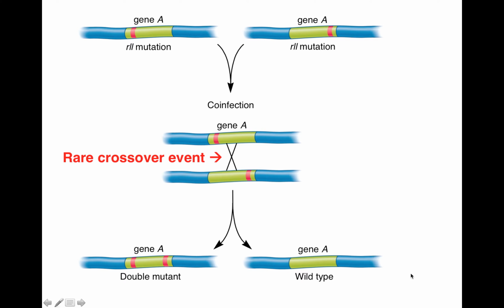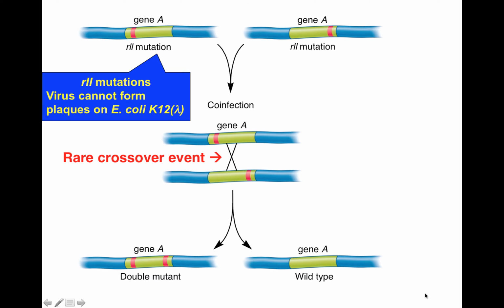This wild type, of course, will produce plaques in the strain that this one cannot produce plaques in. So these R2 mutations here and here cannot form plaques on the E. coli K12 with the lambda integrated into it. Okay? But this one can.